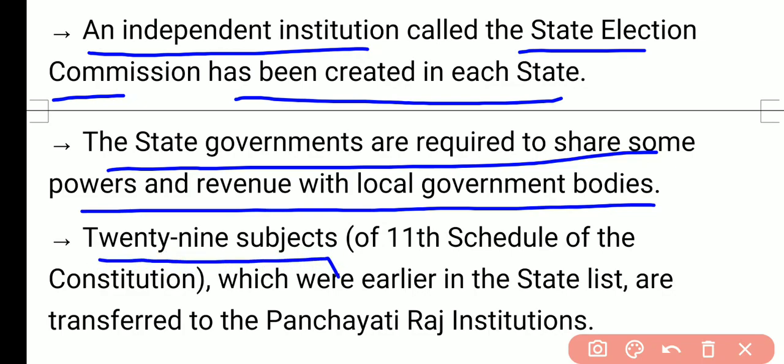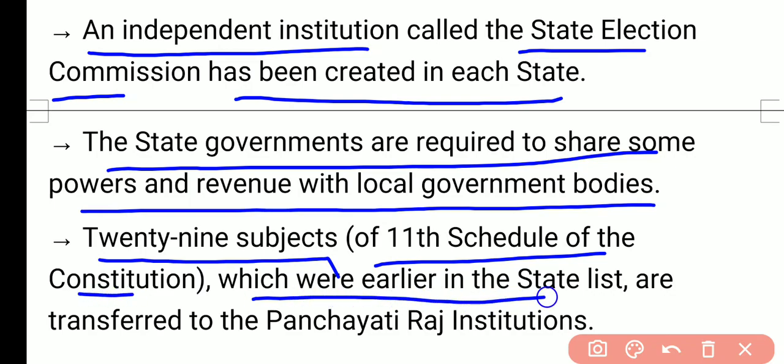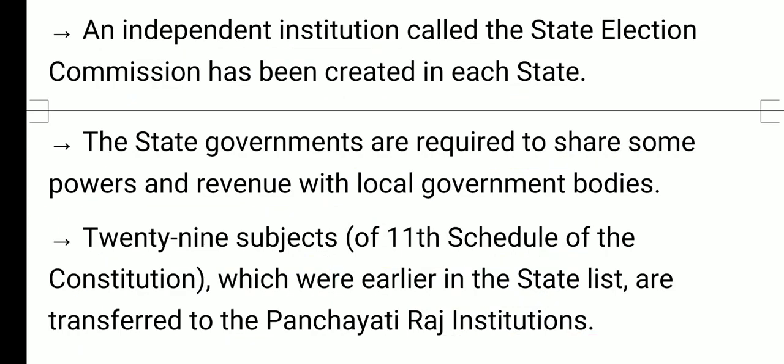29 subjects of the 11th Schedule of the constitution, which were earlier in the state list, are transferred to the Panchayati Raj institutions. It means that after the 1992 amendment, local governments became more powerful and more effective, because they have their own powers, because they have their own source of income, because the elections are held at regular intervals, because the reservations are there, because all the people can take their own decisions. So now it is more effective.